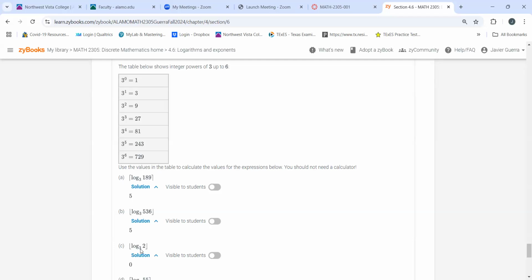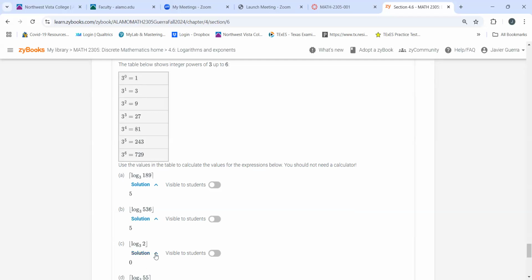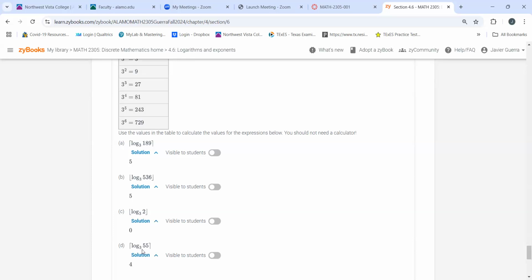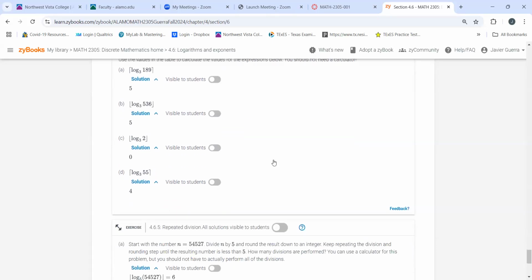Log base 3 of 2. 2 falls right in between. I'm doing floor, so that should be 0. Log base 3 of 55. 55 is between 27 and 81. It's 3 and 4. I'm doing ceiling. That should be a 4. Awesome.